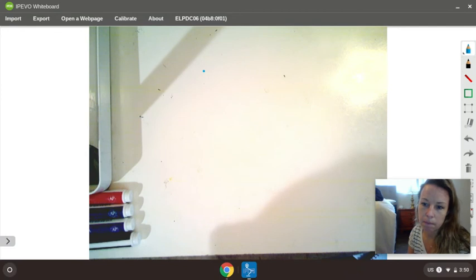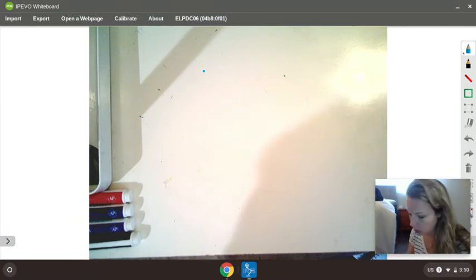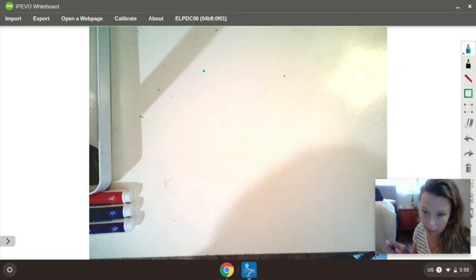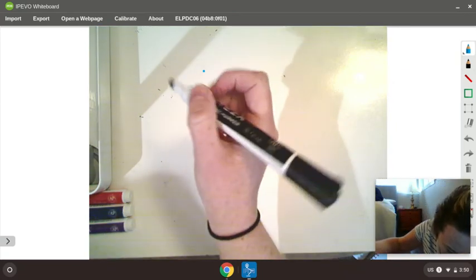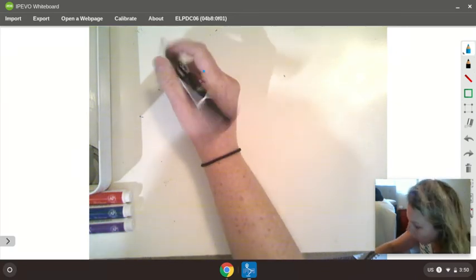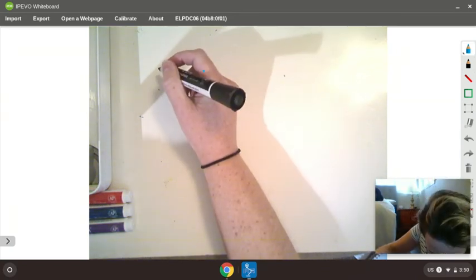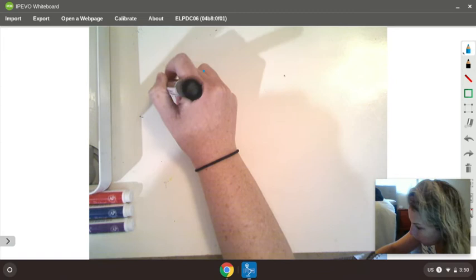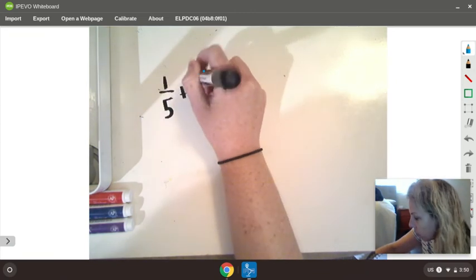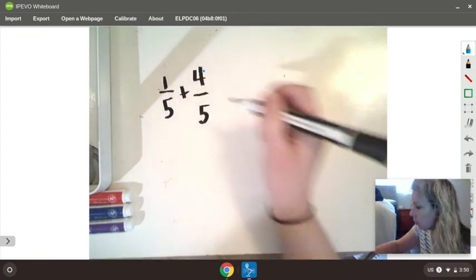You can think of using a model that way, but another way I wanted to show you would be if you had a number line. You can always create a number line to help you with this. So I am going to model for you 1/5 plus 4/5 using a number line.